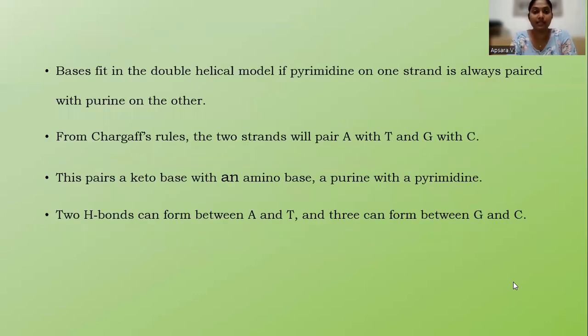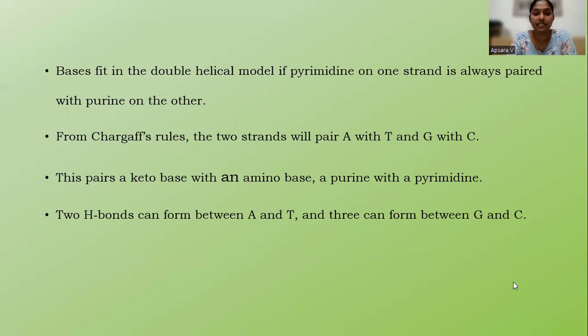Bases fit in the double helical model if pyrimidine on one strand is always paired with purine on the other. From Chargaff's rule, the two strands will pair A with T and G with C. As you know, between the nucleotides it's always the hydrogen bond that exists. So A double bond T: there are 2 hydrogen bonds between adenine and thymine, and 3 hydrogen bonds between guanine and cytosine. So it is G triple bond C.